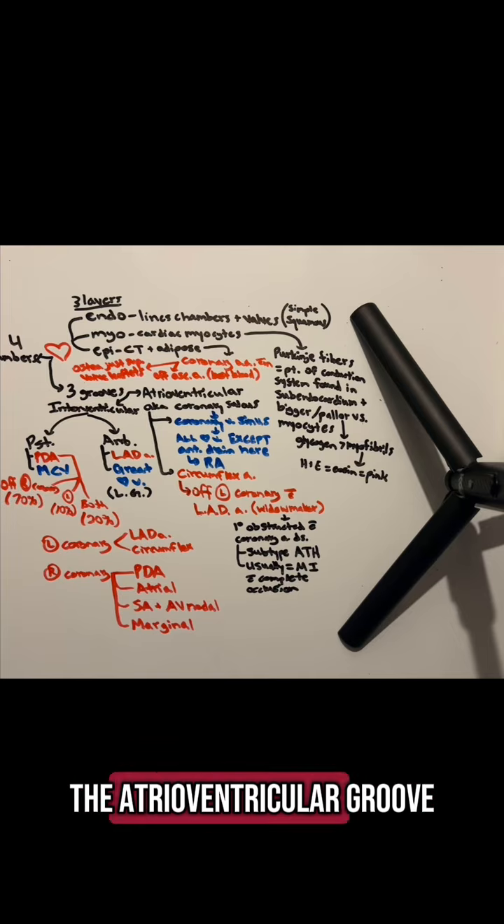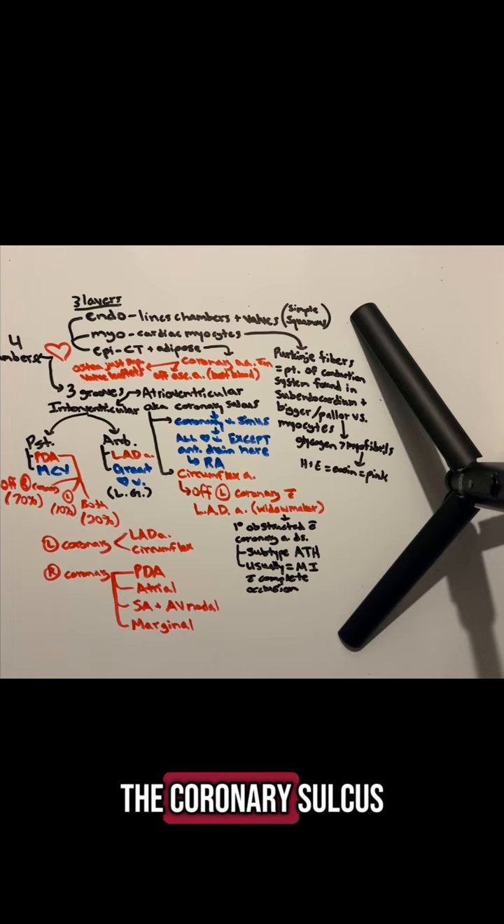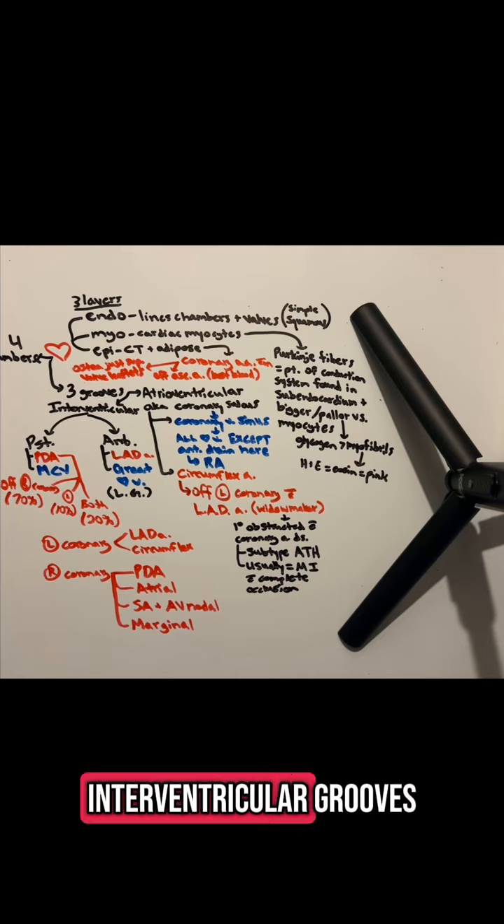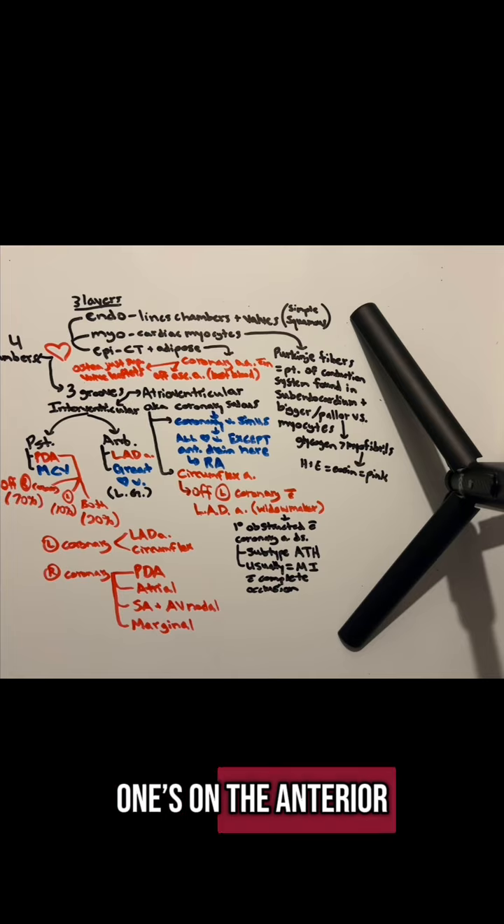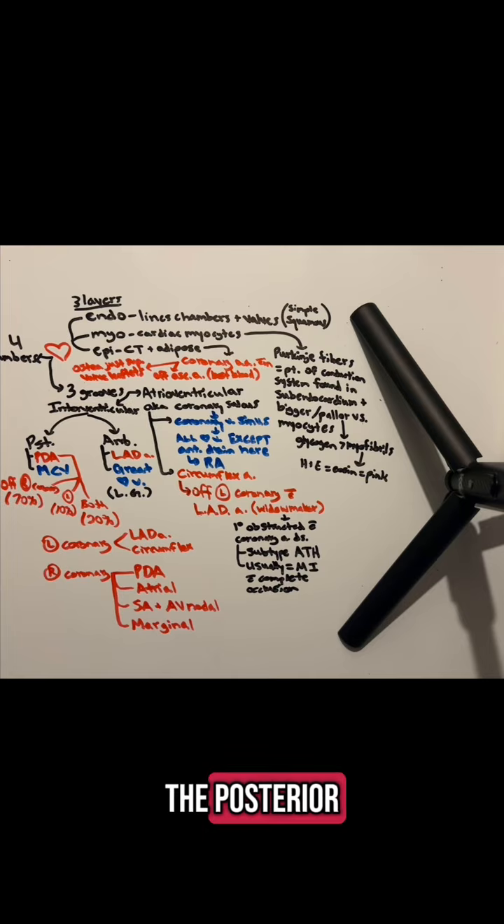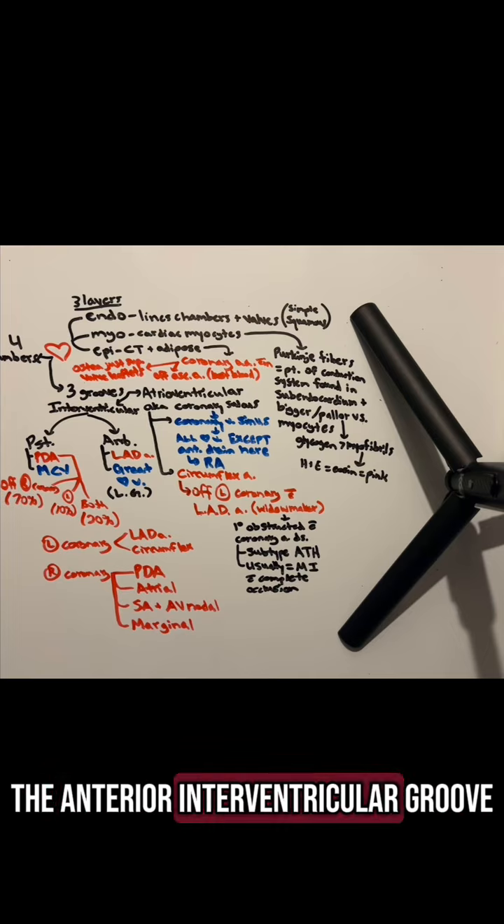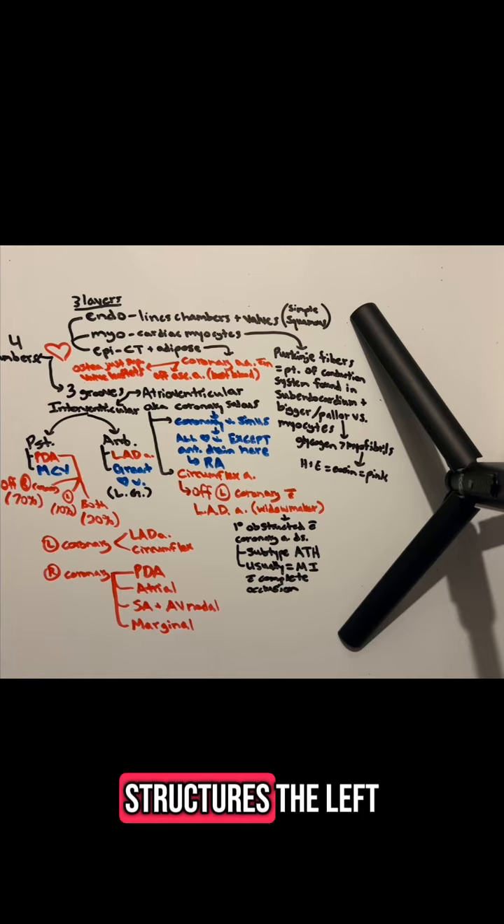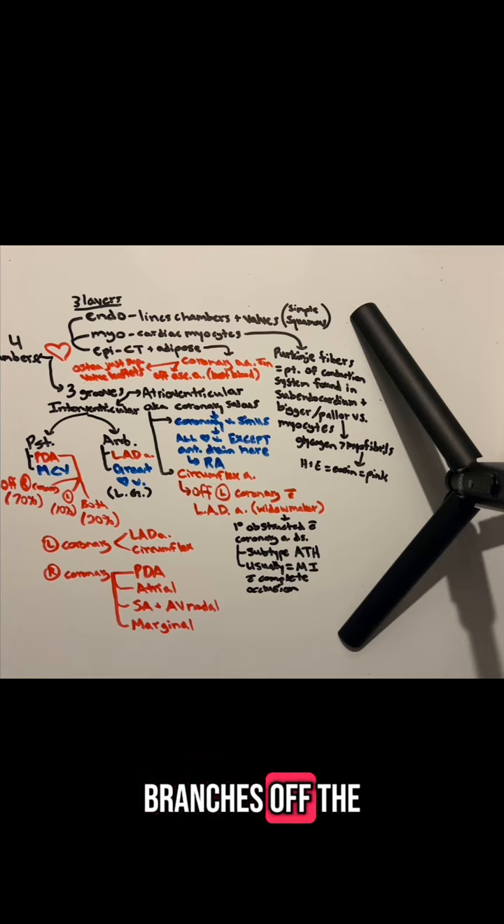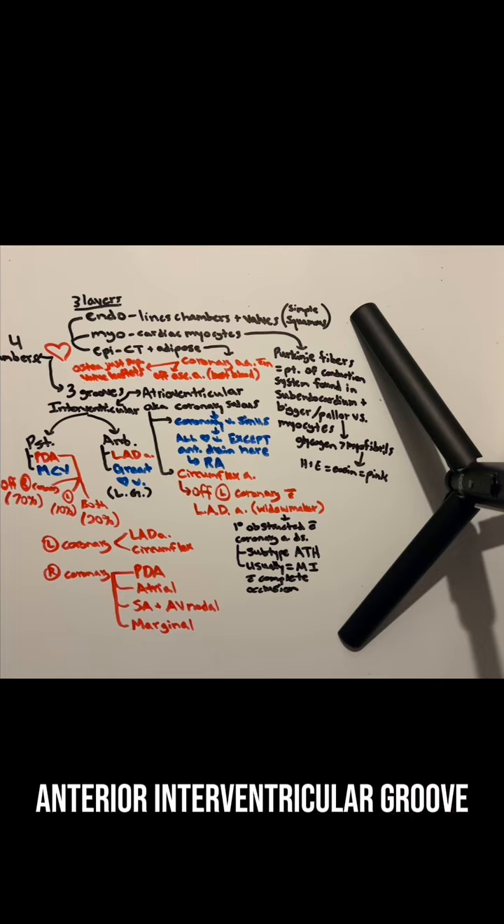Now, aside from the atrioventricular groove, also known as the coronary sulcus, we have two other grooves. Those are both interventricular grooves. One's on the anterior aspect of the heart and one's on the posterior. Now, looking at the anterior interventricular groove, it has two structures: the left anterior descending artery, which we know is one of the two main branches off the left coronary artery, and we also have the great cardiac vein in this anterior interventricular groove or sulcus.